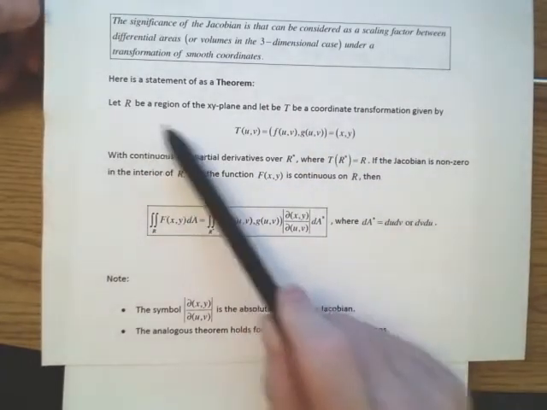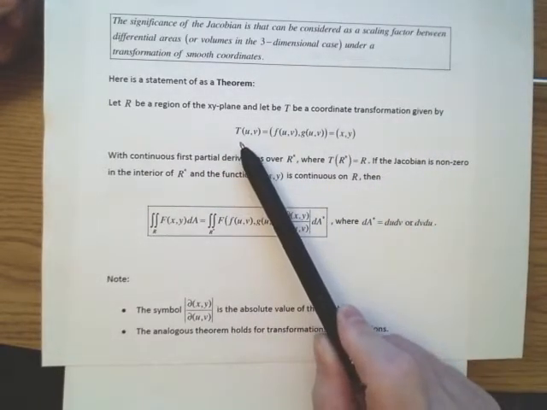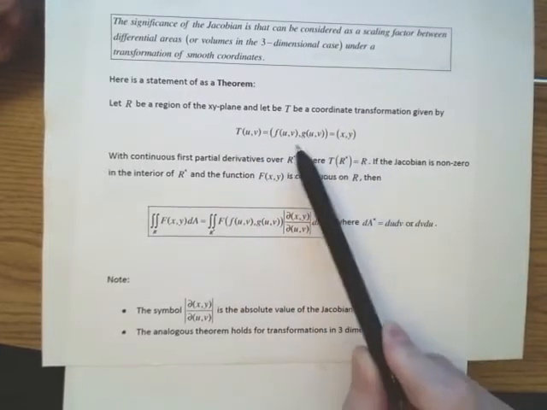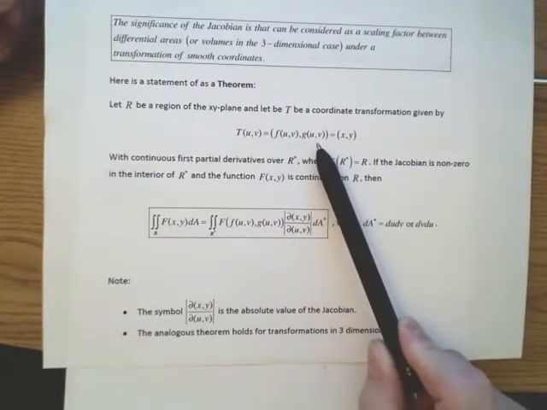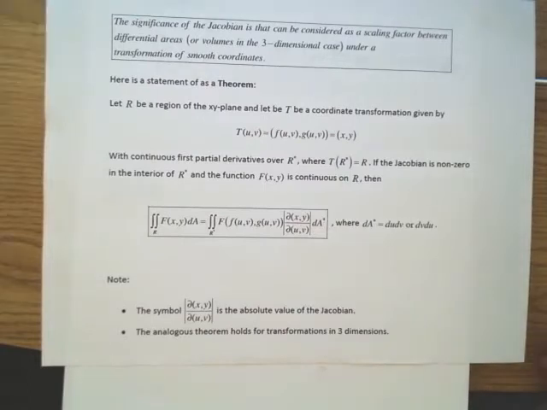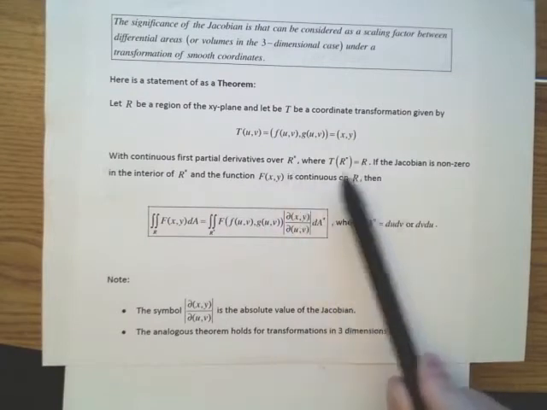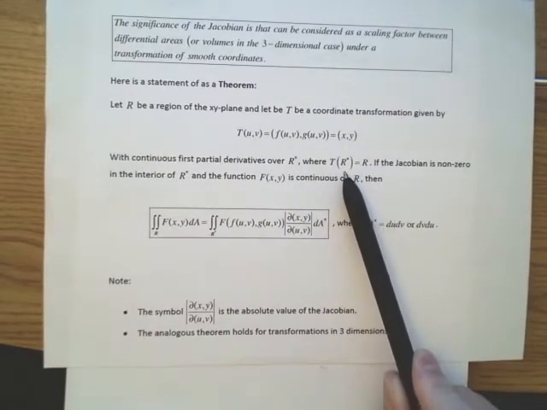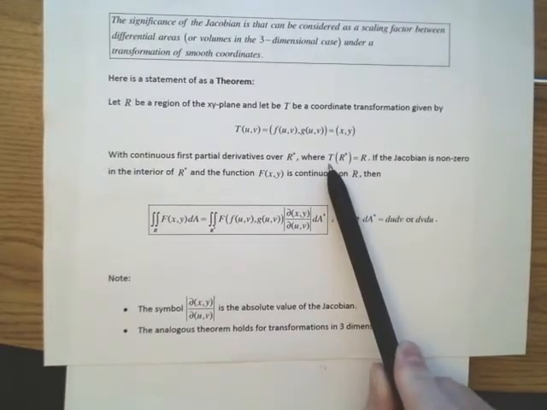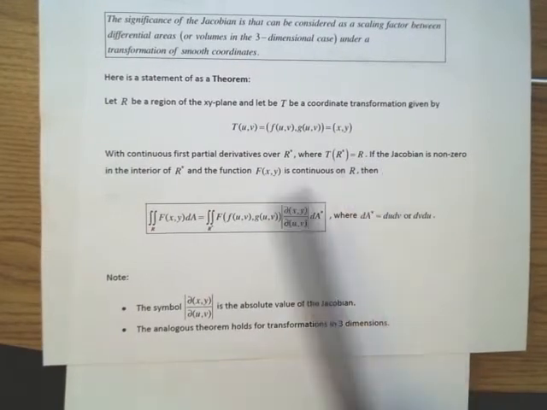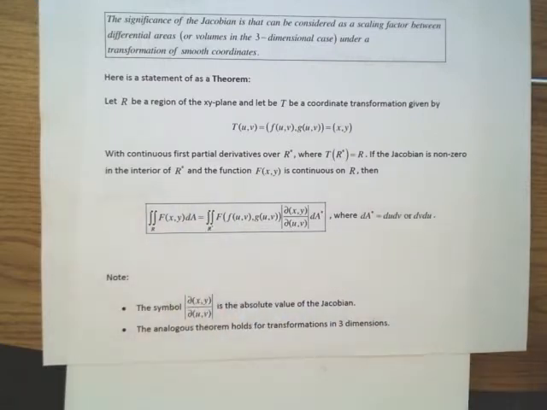Okay? So let R be a region of the xy plane and T be a coordinate transformation given by this. T of u and v is xy. So x is a function of u and v, which I call little f here, and y is a function of u and v, which I call little g here. Okay, we're going to assume continuous first partial derivatives over R star, where R star is what? The corresponding region in the uv plane which transforms under T to the region R over which you're integrating in the xy plane.